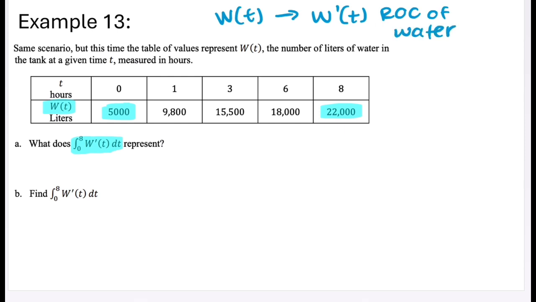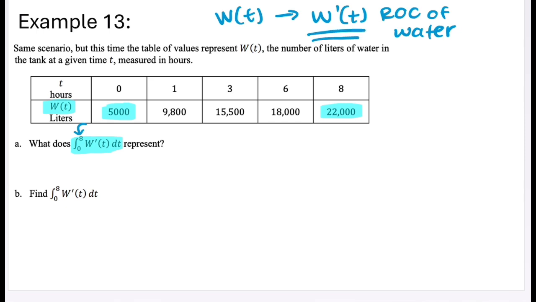So when I integrate the rate of change, I get the amount of water over that 8-hour period. Because if I were to integrate W prime of t, I would get W of t, and W of t actually represents the amount of water. Now, this specifically is talking about the amount of water being pumped into that tank between 0 and 8.